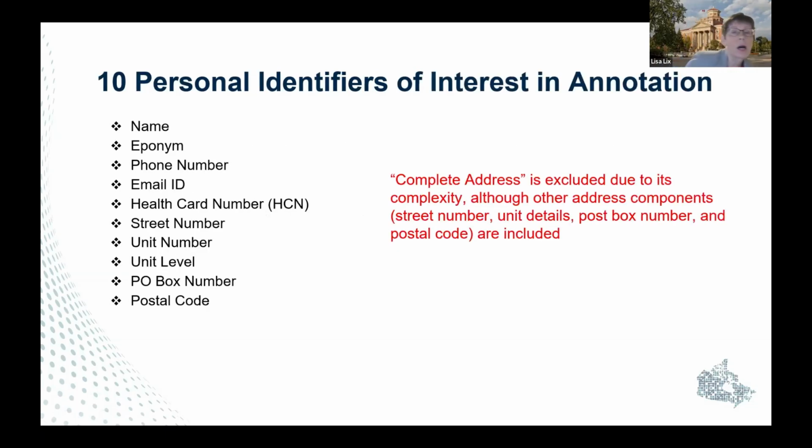So we settled on 10 different personal identifiers of interest in the annotation process, and they're listed here. We didn't take the complete address as an entirety because that was too complex, but we needed to break it down into these different component parts. So a street number or a street name, for example, a post office box number or a postal code was represented in the identifiers that we included.